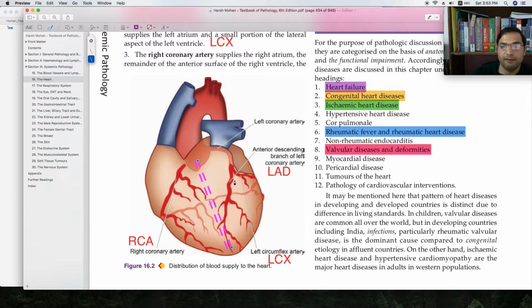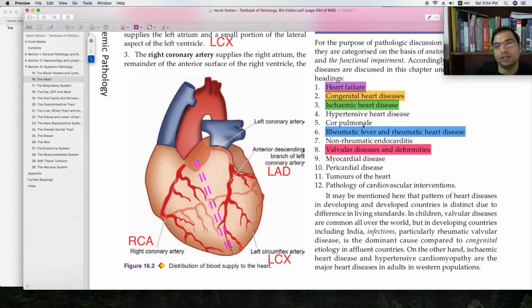Then we have certain other defects which are not mentioned here. Here are electrical conduction defects, when the electrical conductivity of the heart is not proper. The SA node and AV node are not working properly, that can lead to conduction defects, and that can lead to heart diseases. And then we have the tumors of the heart, right? So these are the main categories which we are going to study.